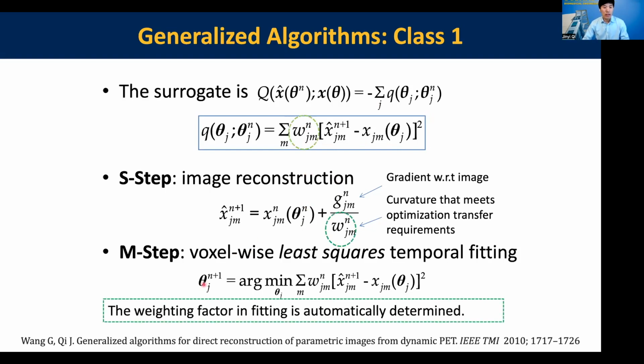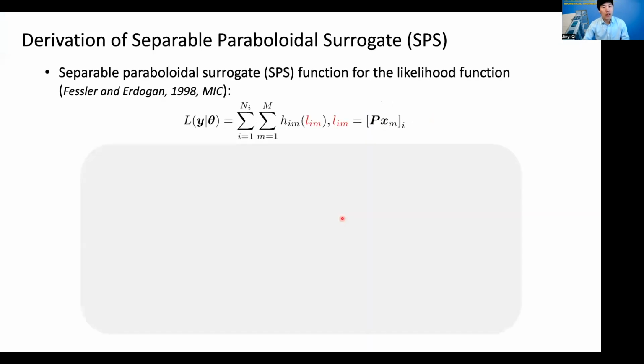The advantage of this approach as compared to the iterative kinetic fitting approach is that the weighting factor here is automatically determined by the surrogate function, so it guarantees the convergence. So just some details on the derivation of this separable quadratic surrogate function. It follows the procedure given by Fessler and Erdogan in 1998.